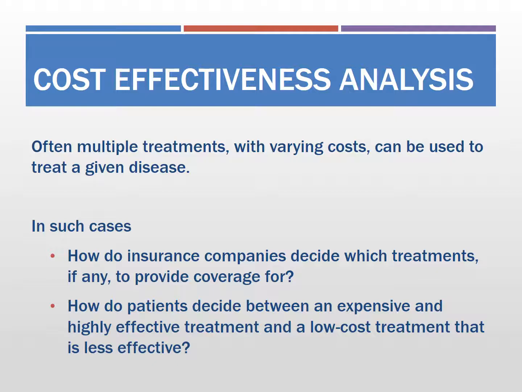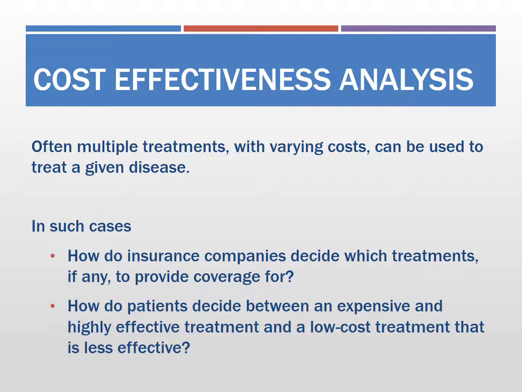So often, multiple treatments or various costs can be used to treat a given disease. You can think about a disease to treat, like flu. For seasonal flu, there might be several different ways for the doctor to prescribe treatments, or maybe sometimes the doctor may just tell you to drink more water and take a rest at home until you fight off the sickness.